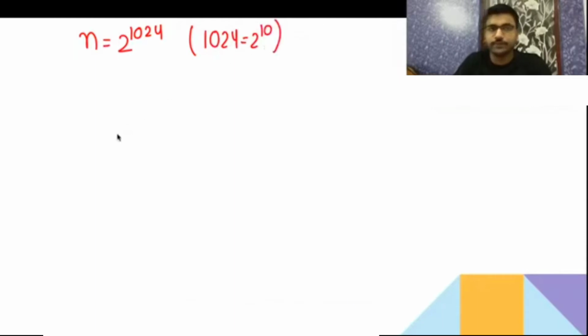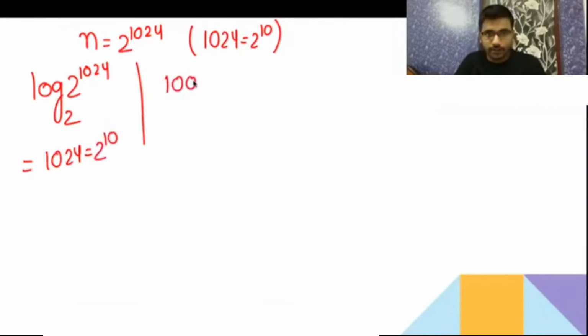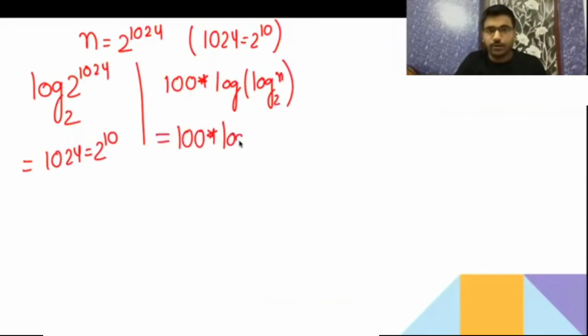Now take n equal to 2 to the power 1024. And see, 1024 is equal to 2 to the power 10. So there you are going to get log of 2 to the power 1024 base 2. Here you are going to get 1024, that is equal to 2 to the power 10. There the equation was 100 into log of log n base 2. It is going to be 100 into log of n equal to 2 to the power 1024 base 2.